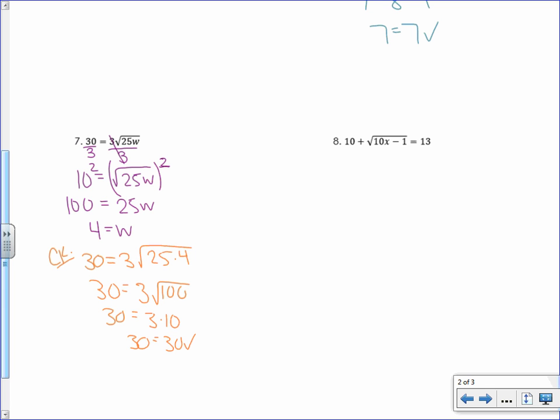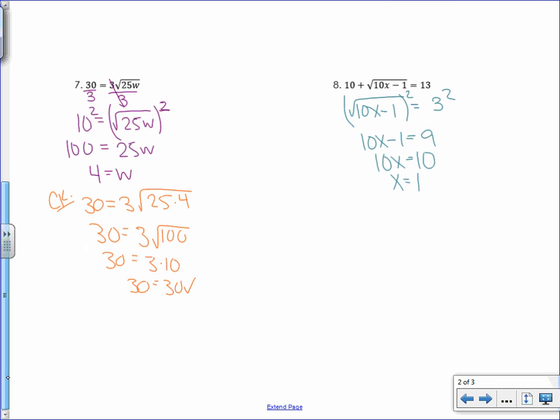On to number 8. Let's subtract 10 from both sides, so I get that the square root of 10x minus 1 is equal to 3. Now I can square, so I get 10x minus 1 is equal to 9. Solving for x, so add 1 to both sides, 10x is equal to 10. Divide, you get x is equal to 1.